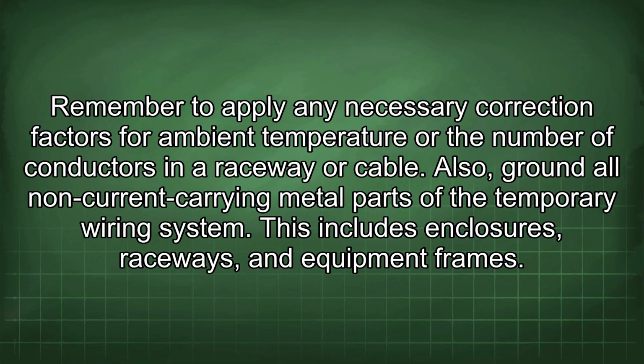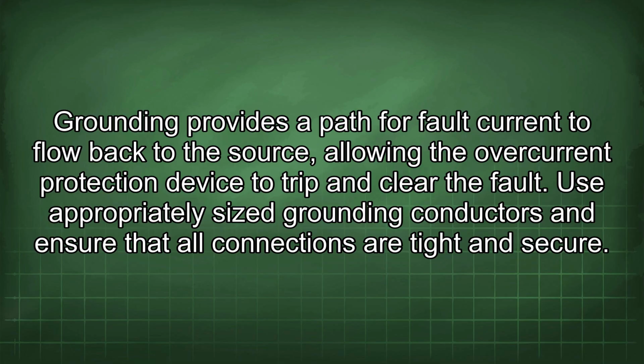Also, ground all non-current carrying metal parts of the temporary wiring system. This includes enclosures, raceways, and equipment frames. Grounding provides a path for fault current to flow back to the source, allowing the overcurrent protection device to trip and clear the fault. Use appropriately sized grounding conductors and ensure that all connections are tight and secure.